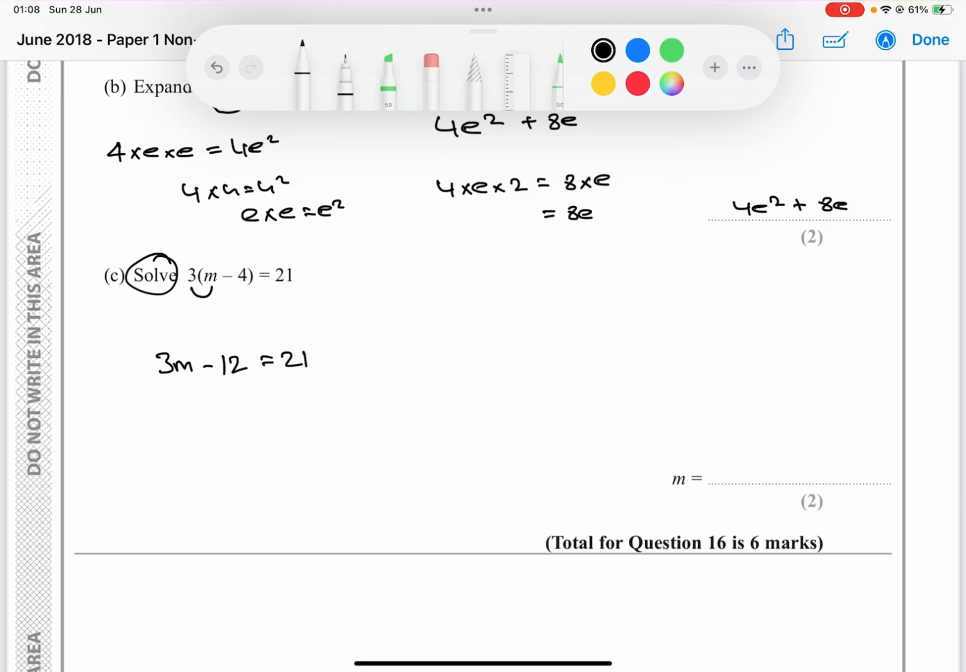Now we need to rearrange the formula and make m the subject of the formula, okay? So the first thing we're going to do is we're going to add 12 on both sides. So this 12 and this 12 will just cancel basically.